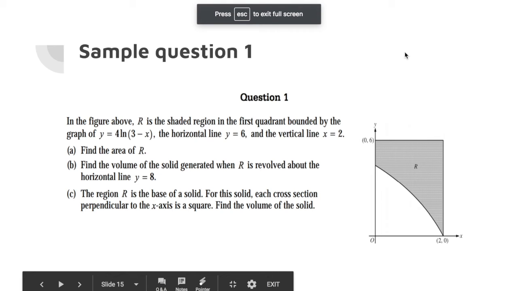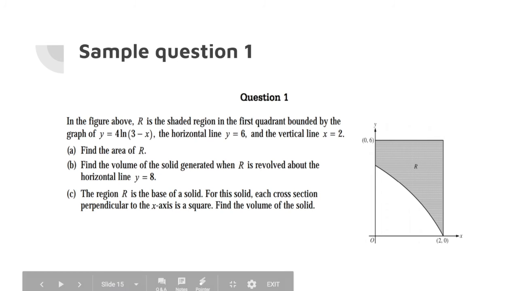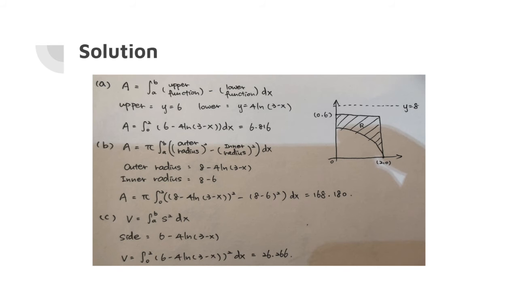Sample question 1. For number A, we're looking for the area of R. It is the area bounded by two graphs, so we use the upper function minus the lower function. The upper function is y equals 6, and the lower function is y equals 4 ln of 3 minus x. Then we use a calculator to plug in numbers and get the answer.